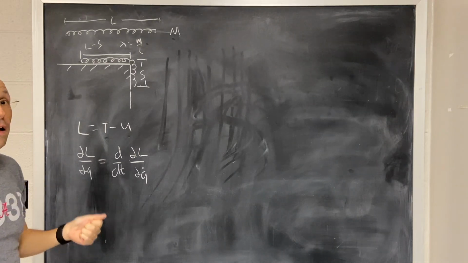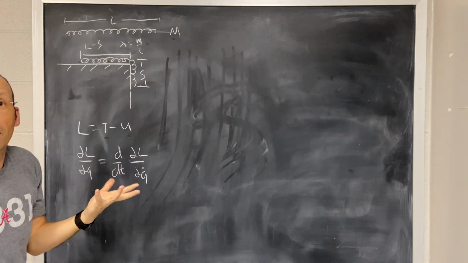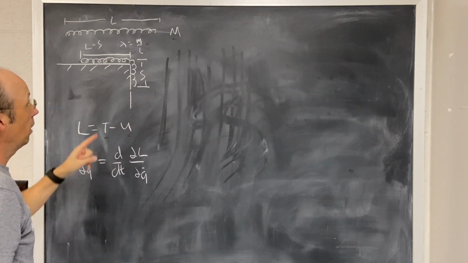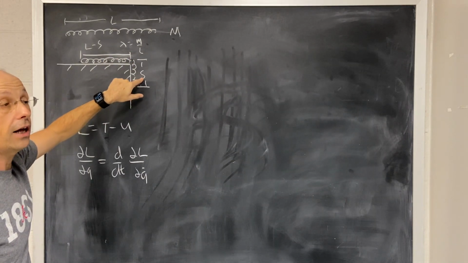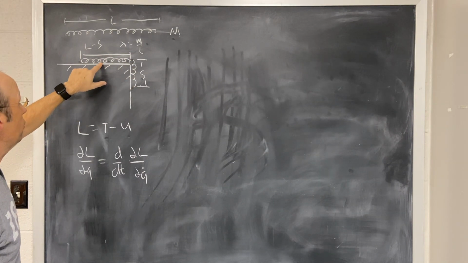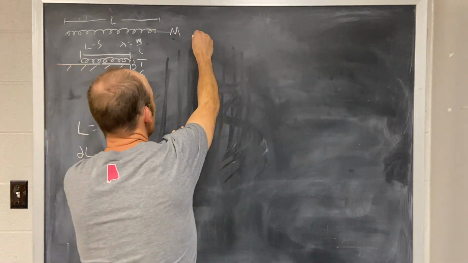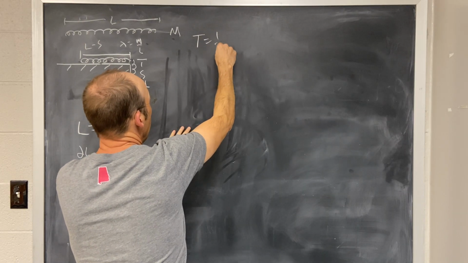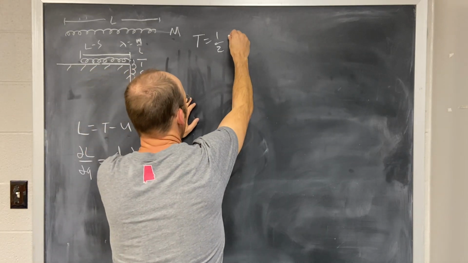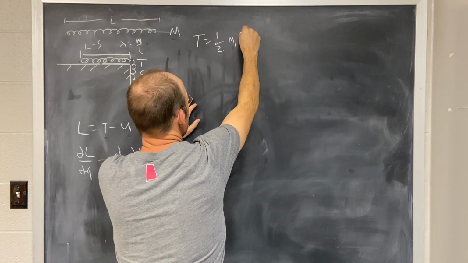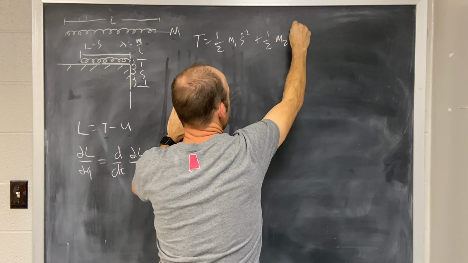So let's go ahead and write down the kinetic energy term. I'm going to write it out the full way, not take a shortcut. I need to find the kinetic energy of this piece. The variable is S, so the velocity would be S dot. And the velocity of the other piece is also S dot. So T equals 1/2 m1 S dot squared plus 1/2 m2 S dot squared.